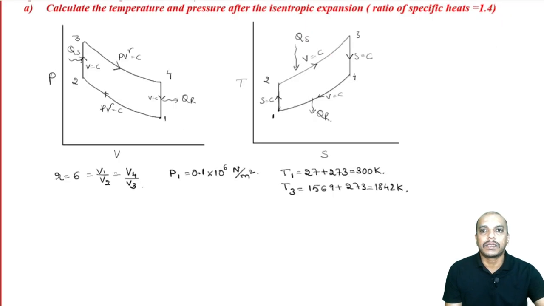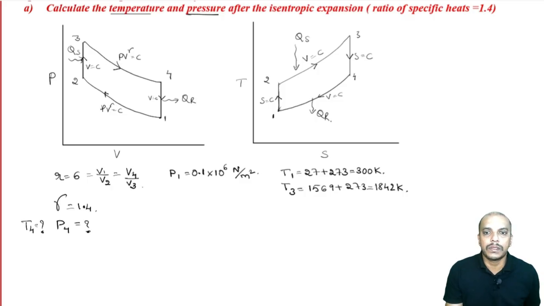Now, what has been asked? Calculate temperature and pressure after isentropic expansion. The ratio of specific heats, that is gamma, is given as 1.4. We are interested in calculating temperature and pressure after expansion. That means we are talking about point 4. So, after isentropic expansion we are interested in calculating P4 and T4. So, what is the temperature after expansion, and the pressure after expansion, alright.